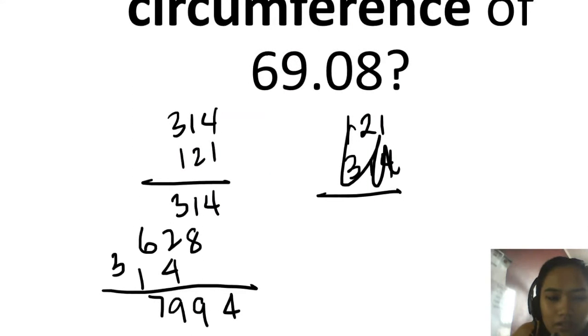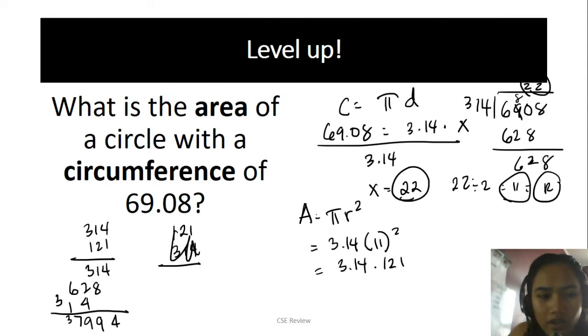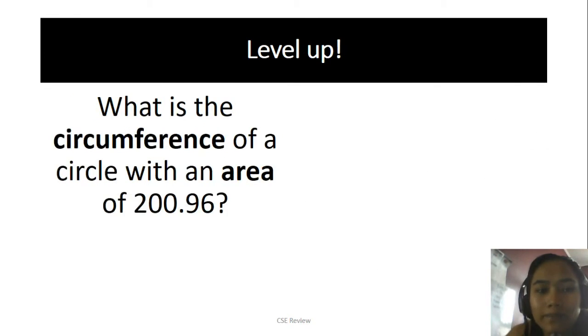And 3. Then you have a decimal point. You have two places. So the answer is going to be 379.94. Okay? Again, if this is centimeters, it's going to be centimeters squared because we're looking for the area. Okay? Now, what if it's a word problem?